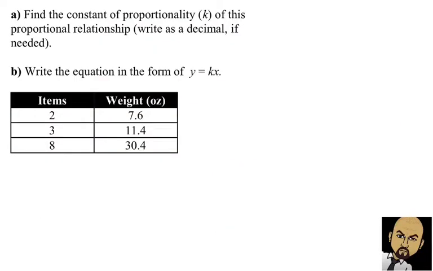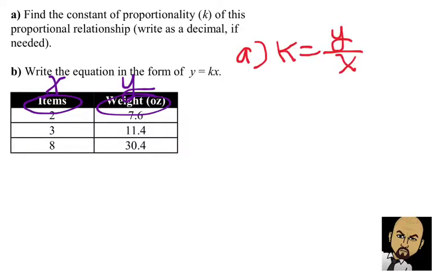Here it's a little bit different, but same thing. Find the constant of proportionality and then write the equation. So in this case, if you look, there is no x and y label. We have actual units, items, and ounces. So which column is going to be x and which one is going to be y? Well, it's going to be in alphabetical order. The first column is going to be x, and the next column is going to be y. And then you're going to do the same thing we just did. Find the constant of proportionality. Use the equation: the constant of proportionality is y divided by x.